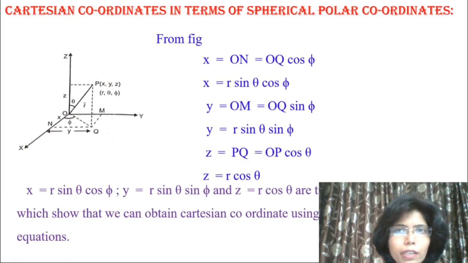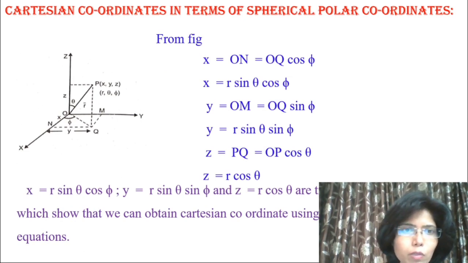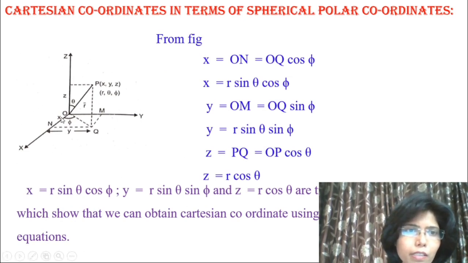Now, Cartesian coordinates in terms of the spherical polar coordinate system. Now see, in this figure, x is equal to ON. Now this we can write as OQ cos of phi. See, now ONQ is your right angle triangle. Fine. This is your angle phi, because QN is perpendicular to this OX axis. So this is your angle phi. So cos of phi will be ON upon OQ. So ON we can write as OQ into cos of phi.